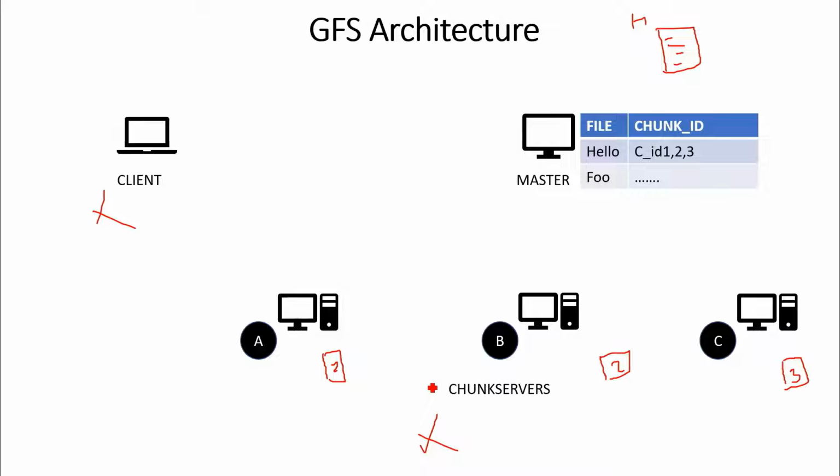The client never reads and writes file data through the master. Instead, the client asks the master which chunk server it should contact. It caches this information for a limited time and interacts with the chunk server directly for many subsequent operations.